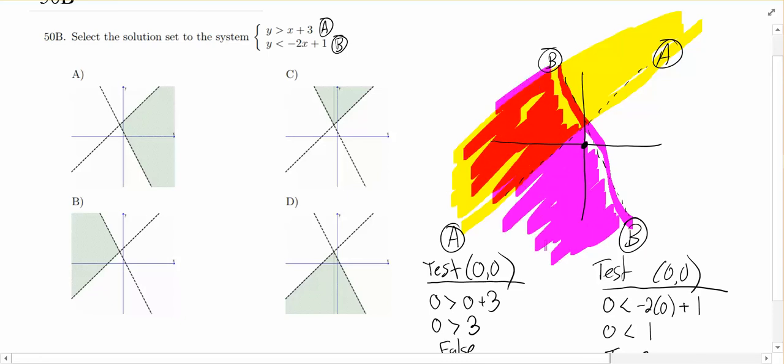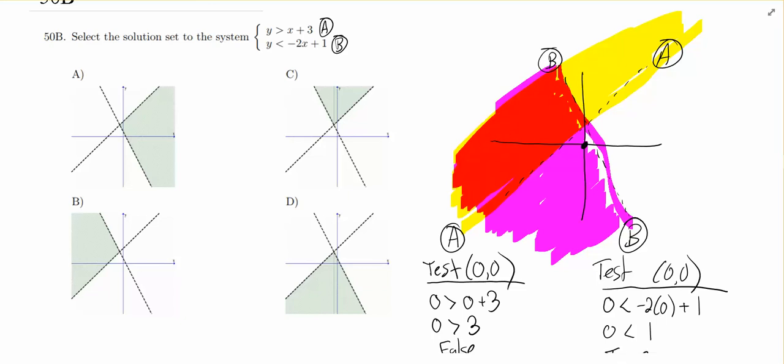And our final shading is the part shaded by both. So on my screen here, it's where the yellow and the purple overlap, and you can see that that's being shaded in red. So in terms of our multiple choice options, we can see that that's option B. And so that's kind of how we want to organize our work.